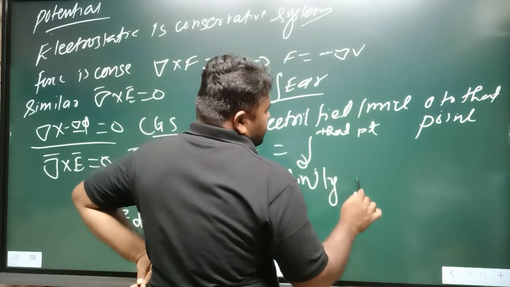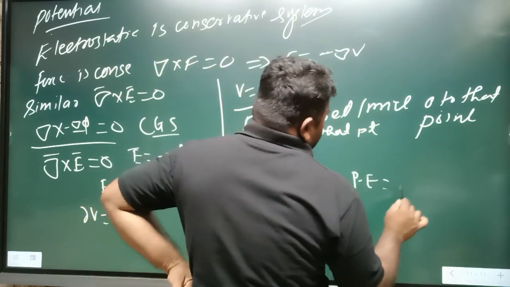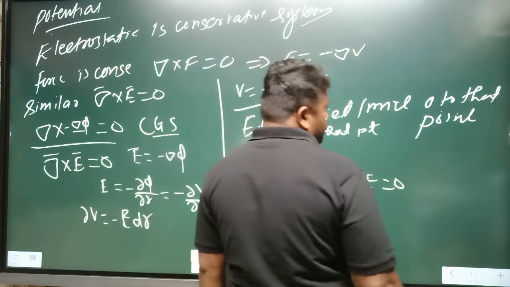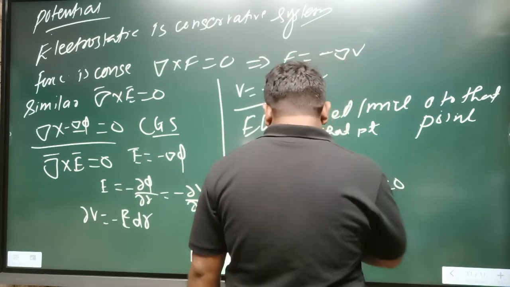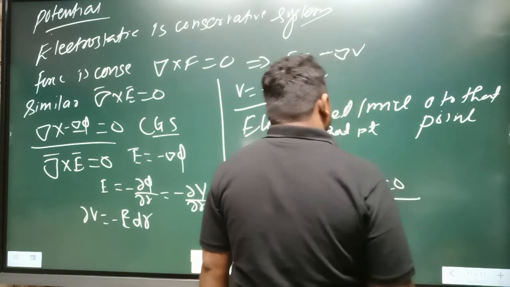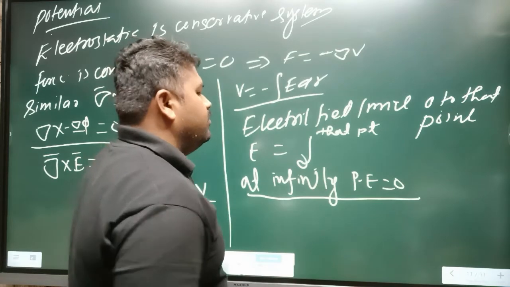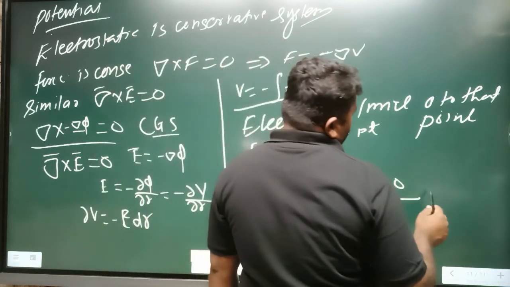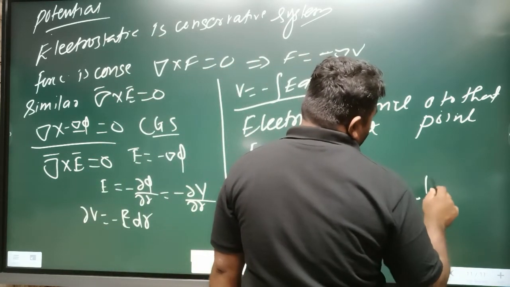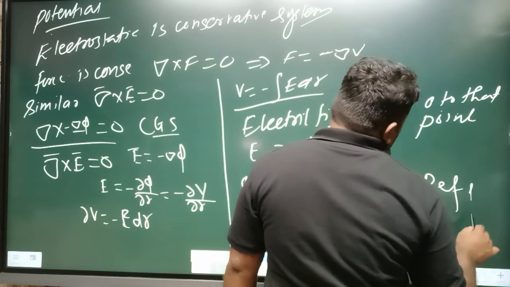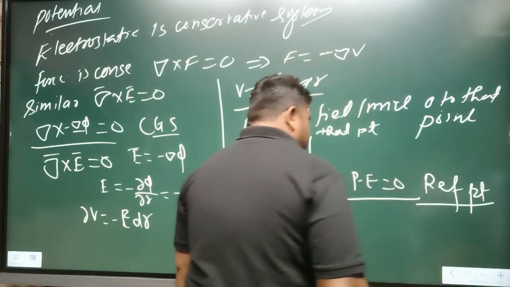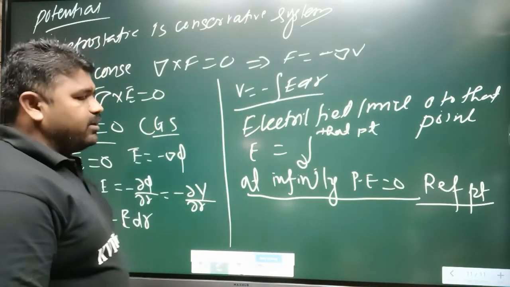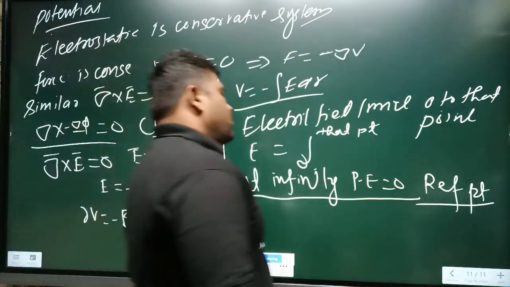At infinity, potential is equal to how much? Potential is equal to 0. Got it? We said potential is equal to 0 at infinity. Means this point is known as a reference point. Got it? This point is known as a reference point. Means lower limit.